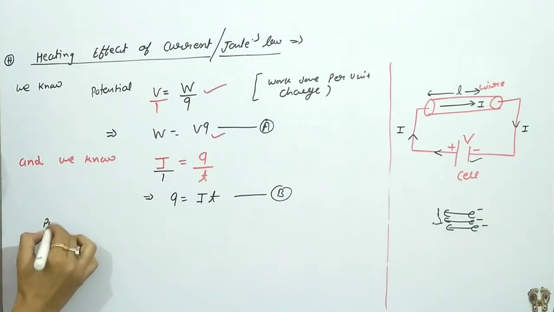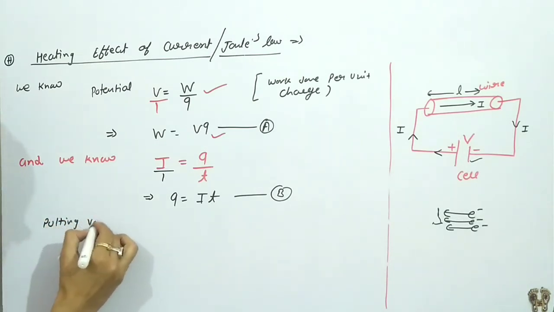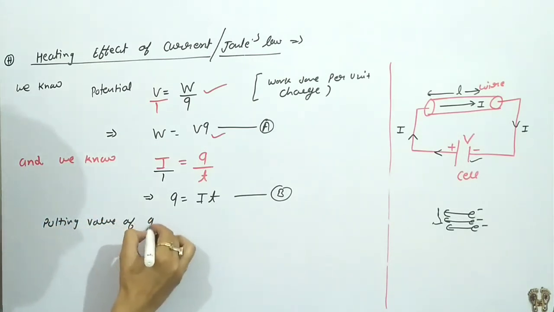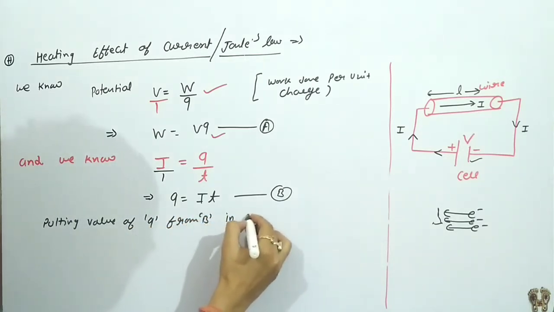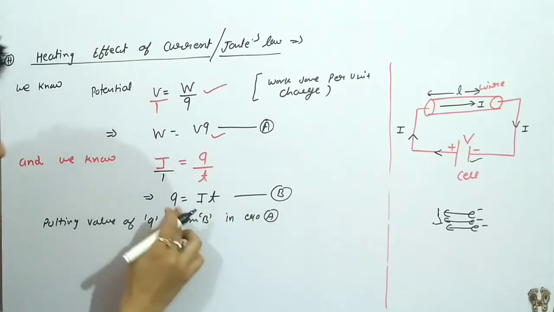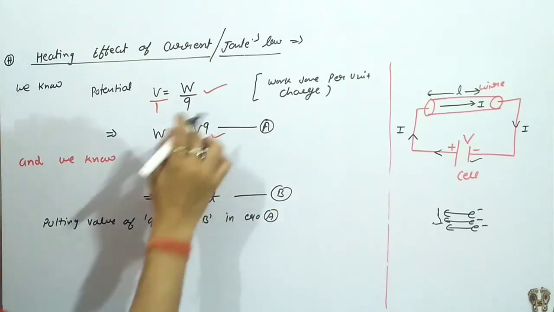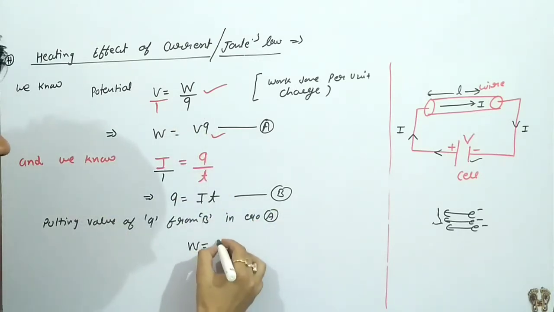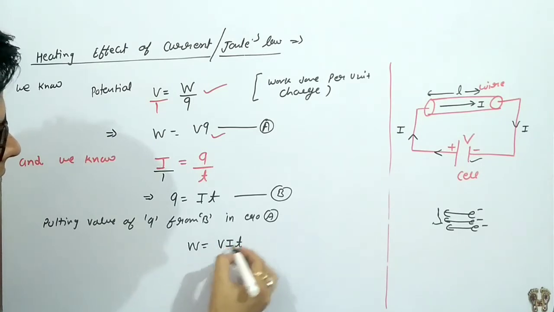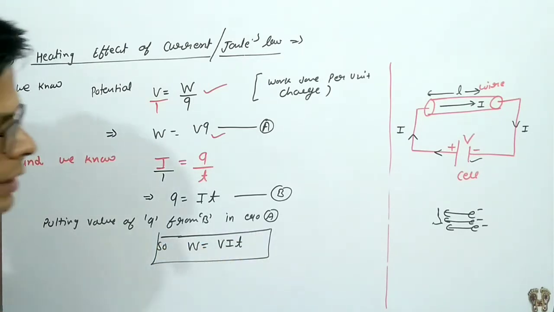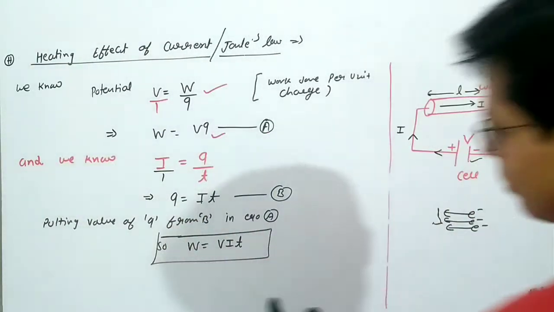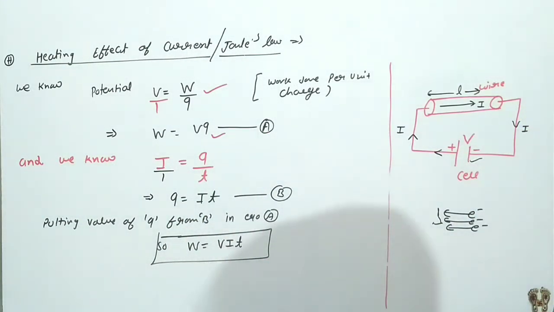Now putting the value of Q from equation 2 in equation 1, you will put this value of Q here. So you will get W equals VIT. So now what is W? W equals VIT. Clear?